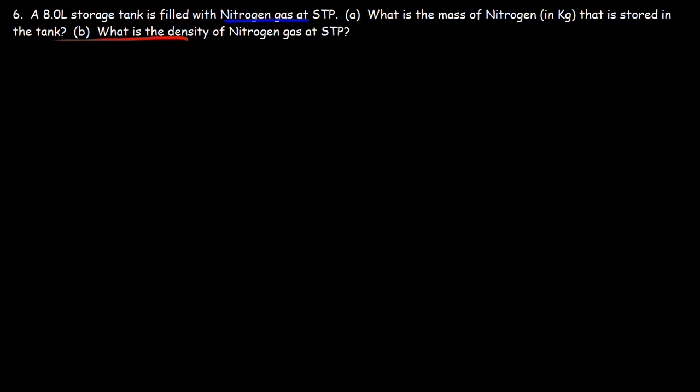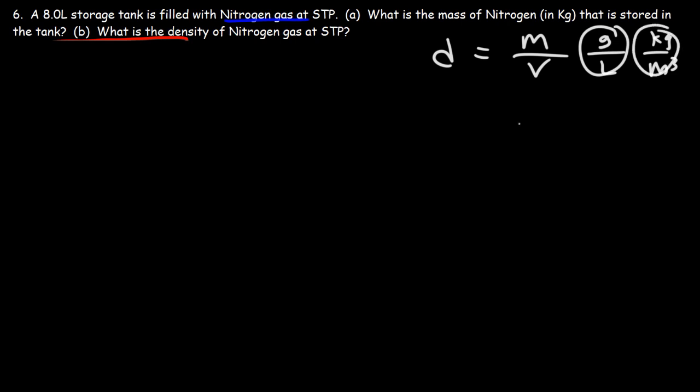Now let's move on to part B. What is the density of nitrogen gas at STP? So we know that density is mass over volume, but we really don't need to use the formula. We can convert it to get the answer. Now this mass could be in grams and the volume could be in liters, or it could be in kilograms and the volume could be in cubic meters. So these are some common ways in which we can calculate the density of a gas. So let's get it in both of these units.